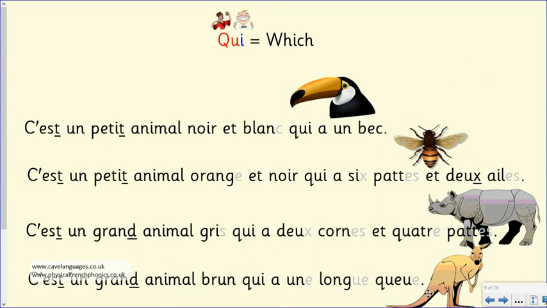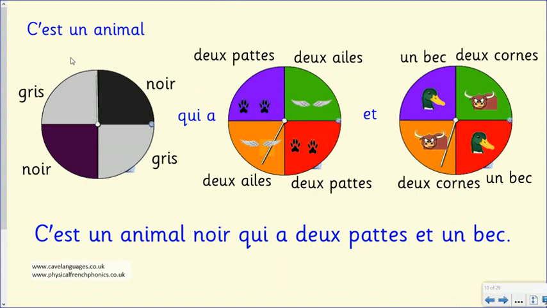It's a large brown animal which has a long tail. Okay, well done. So qui means which. Okay, we're going to have a little game with these spinners. I can spin these and it will land on either gris or noir. I can spin this, it will land on either deux pattes or deux ailes. And I can spin this and it will land on either deux cornes or un bec.